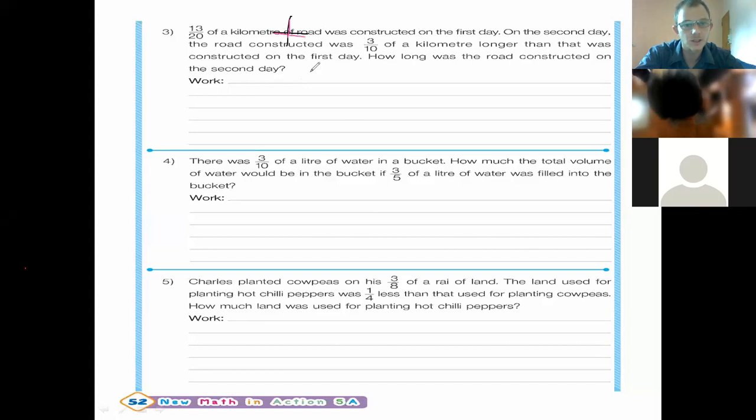Let me change the color here. 13/20 plus 3/10 equals 19/20. Total road constructed. No.